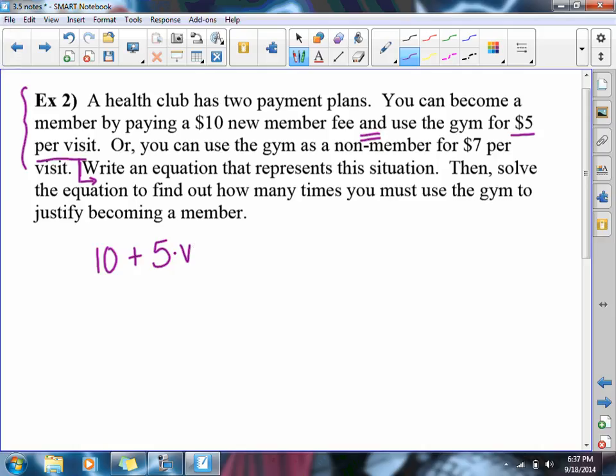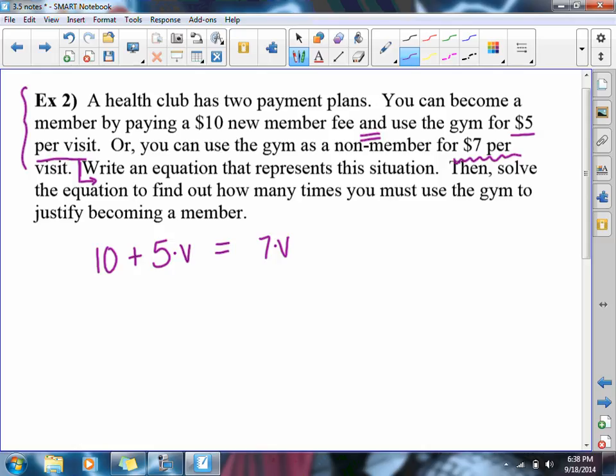Or the other option we have is that you can use the gym as a non-member for $7 per visit. So that just means you go whenever you want. Every time you go, you just pay $7. So that's $7 per visit. So 7 times V. Now, there's plan A and there's plan B, and we're going to set them equal to each other. That's going to be our equation that we're going to use to solve for V. And when we find V, that'll tell us how many visits we have to make in order for us to make it worthwhile to become a member of the gym.